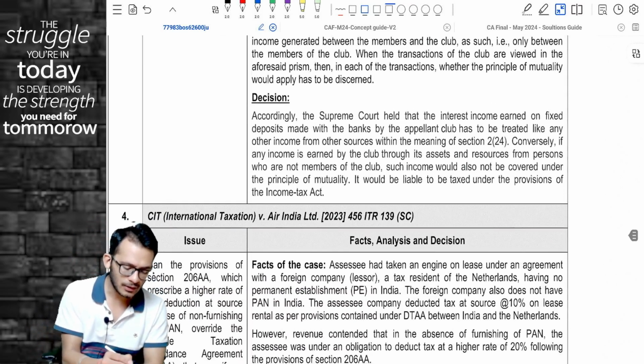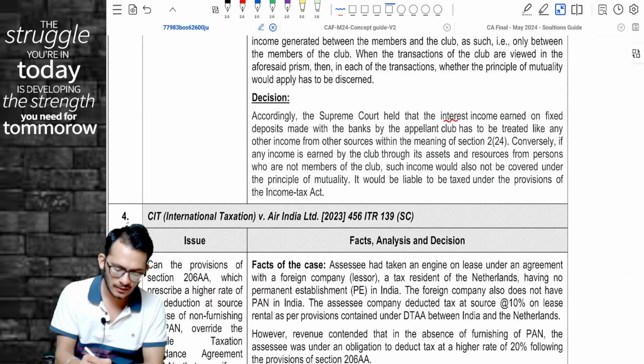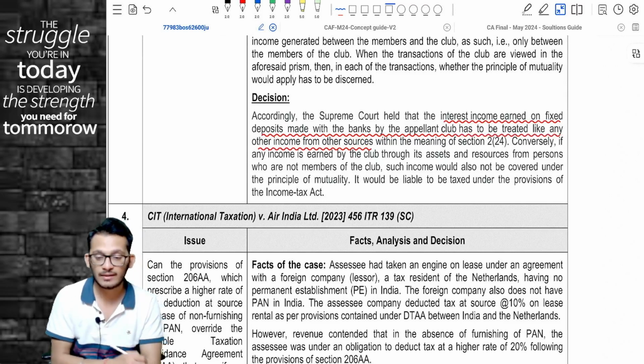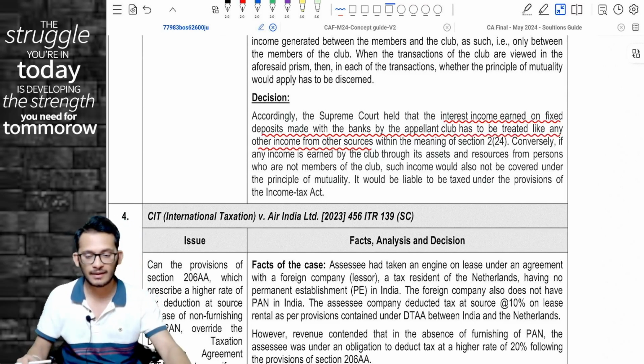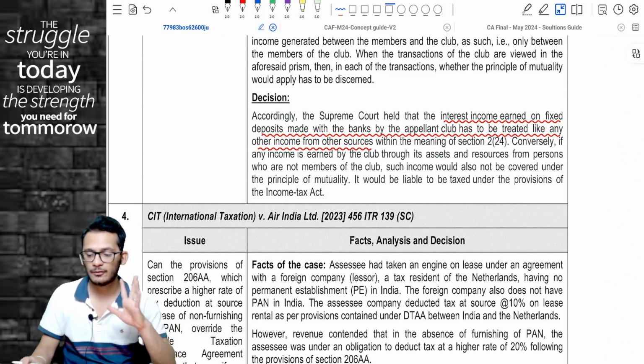Accordingly, the Supreme Court held that the interest income which is earned on fixed deposits made with the bank by the appellant club has to be treated like any other income from source within the meaning of section 224. So they came and clarified that nothing doing, whatever income you earn, this income will be liable for taxation as IFOS.